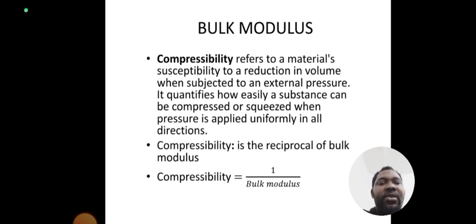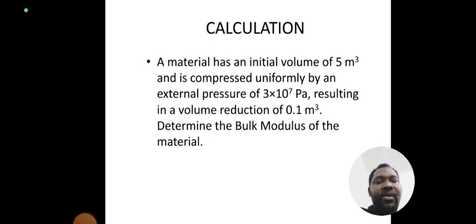Okay, so you can see compressibility is the reciprocal of bulk modulus. So compressibility is equal to 1 over bulk modulus. So please, you note that. Okay, now let's see some calculations here.